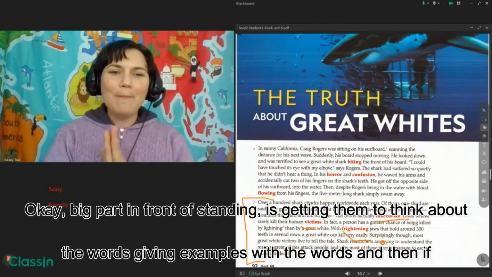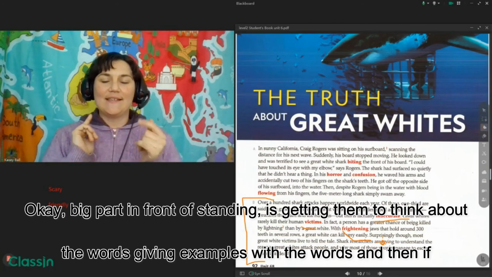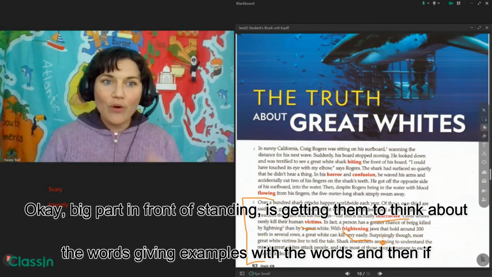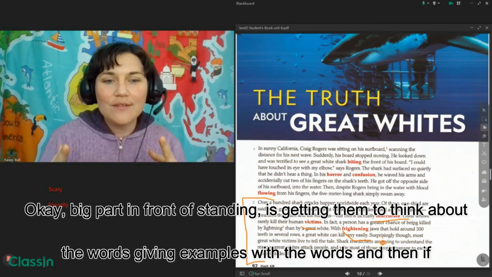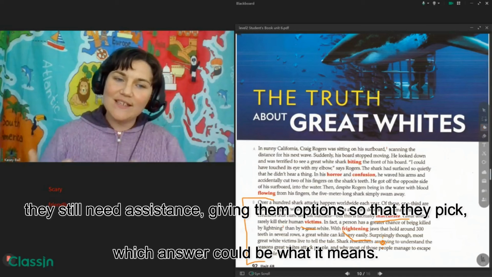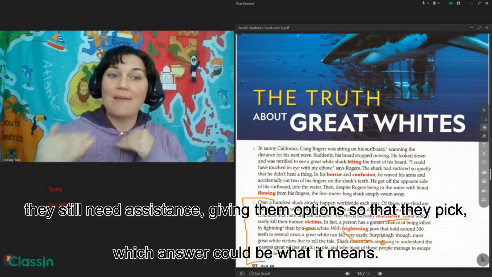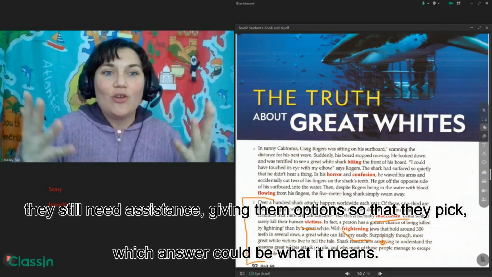So big parts of checking for understanding is getting them to think about the words, giving examples with the words, and then if they still need assistance, giving them options so that they pick which answer could be what it means.